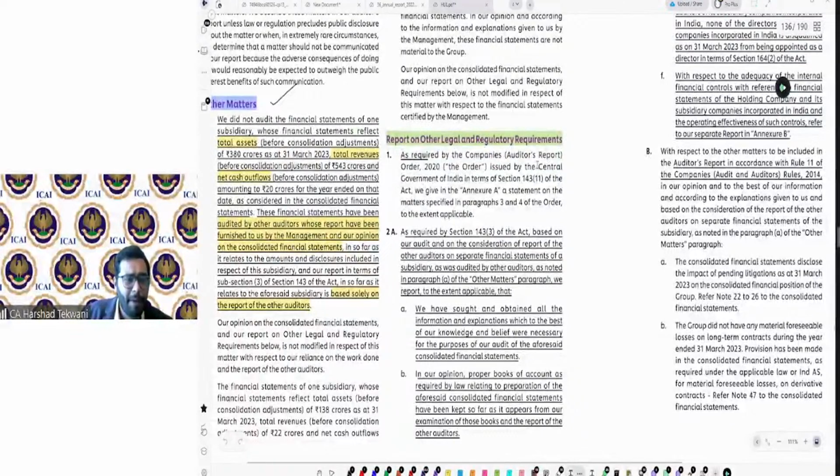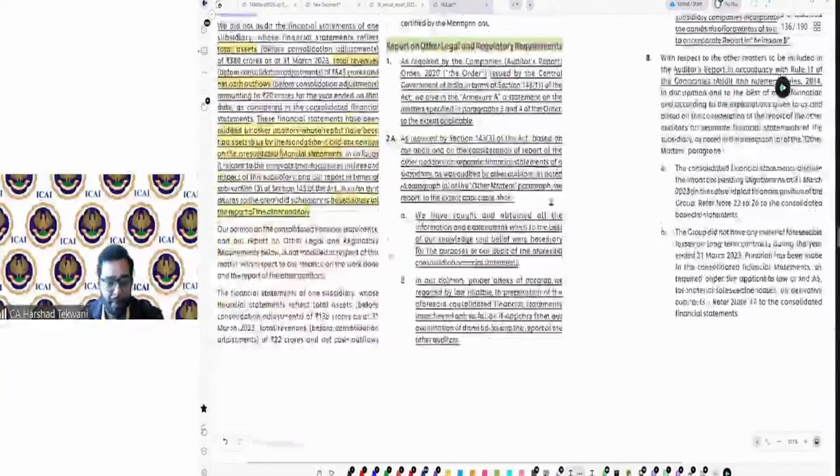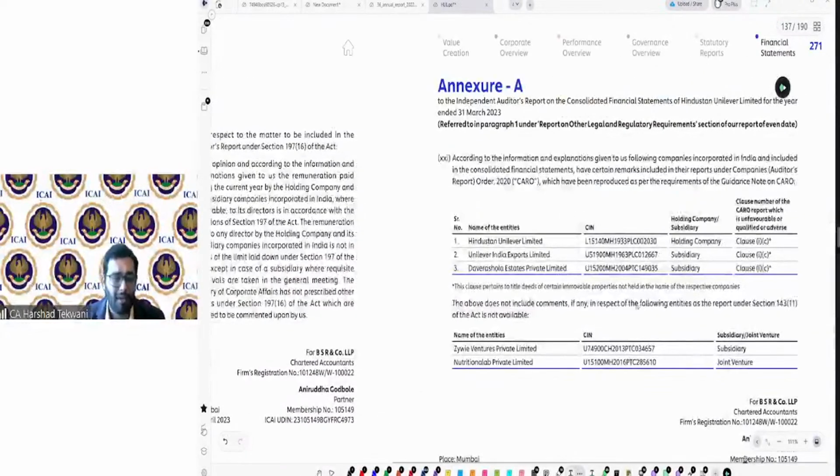If you see, as required by the Companies (Auditor's Report) Order 2020, the order issued under section 143(11) of the Companies Act, we give in Annexure A a statement on matters specified in paragraphs 3 and 4 of the order to the extent applicable. And if you go to Annexure A, it only has clause 21.